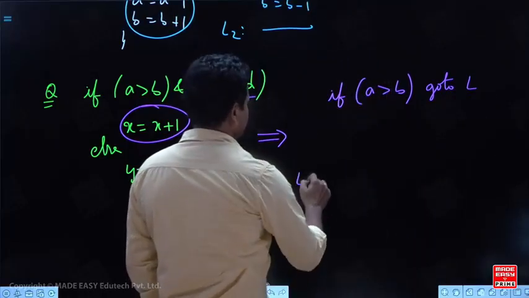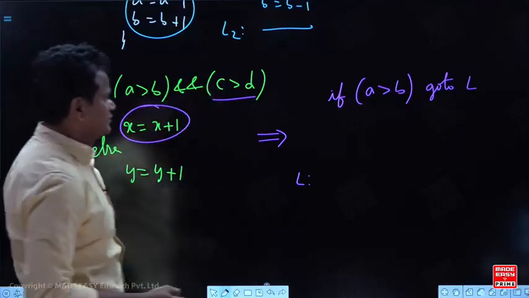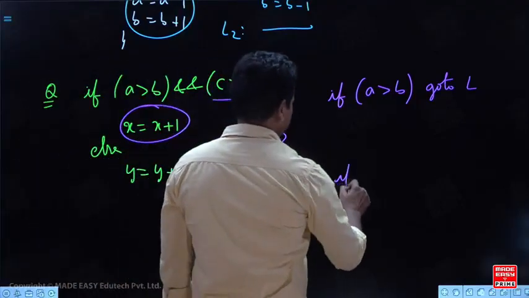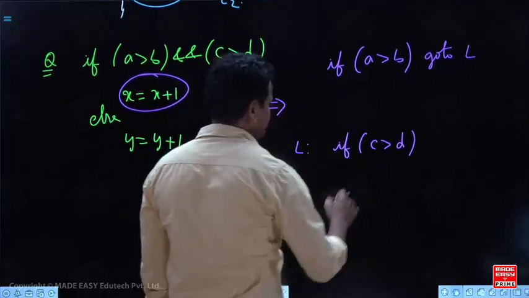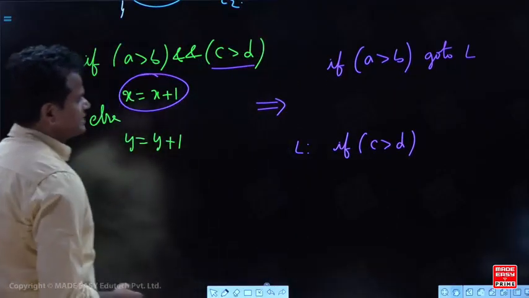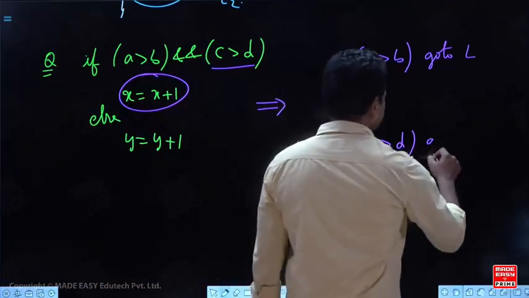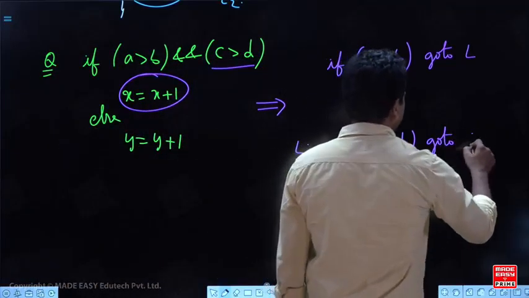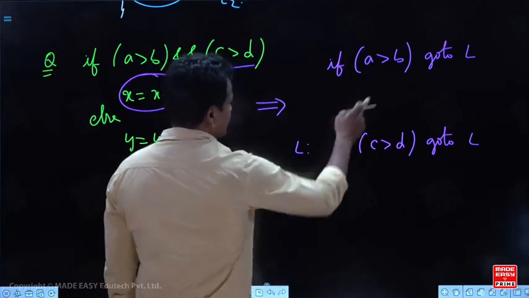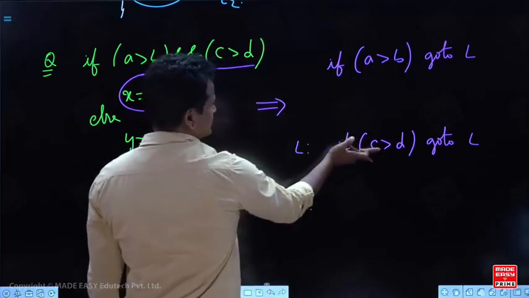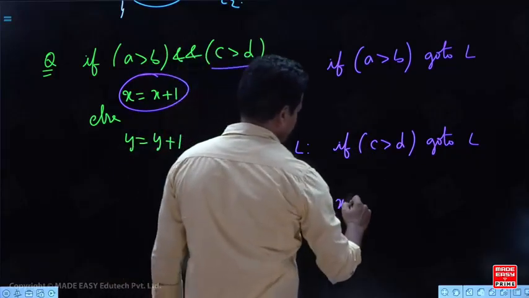L I write here. Then if A is greater than B, then check this condition also. If C is also greater than D, then go to L. So what is L? I write here. So A is greater than B, then jump to this. C is greater than D, then execute this: x equal to x plus 1.